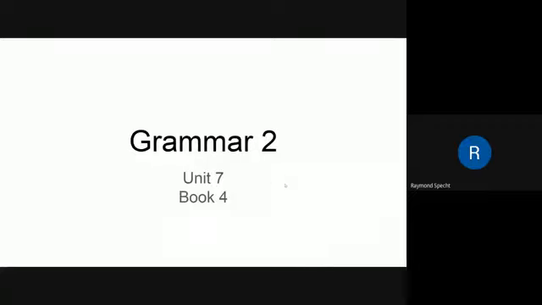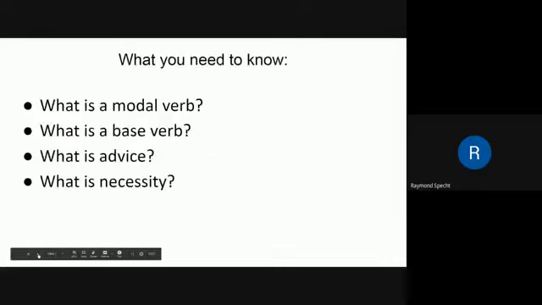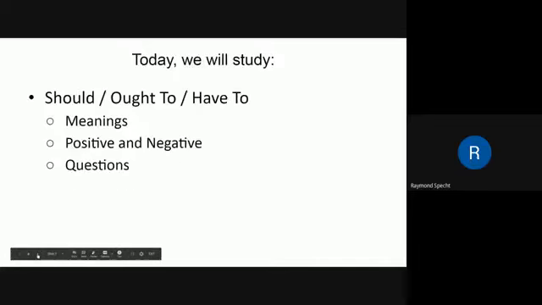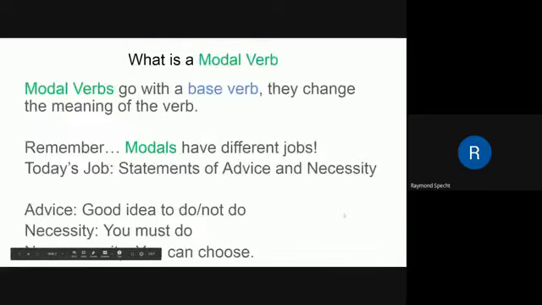All right, everyone, welcome to Book 4, Unit 7, Grammar Presentation Number 2. What you need to know: what is a modal verb, what is a base verb, what is advice, and what is necessity. Today we study should, ought to, have to, meanings, positive and negative, and questions. All right, take 1 minute, read over this slide, and then we'll go over it together.